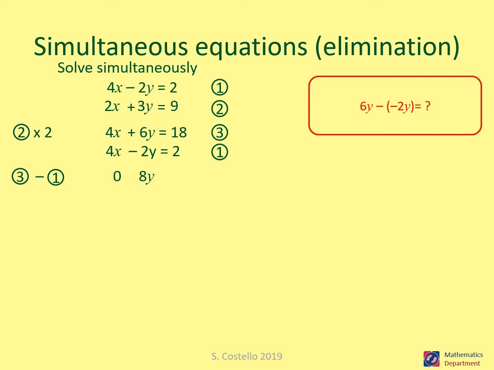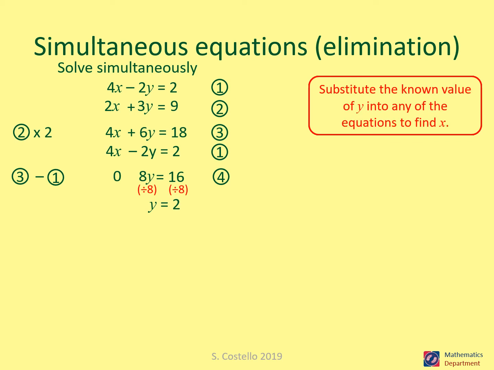8y. Again, don't forget to do the answer. 18 minus 2 gives us 16. This is a new equation, so we're going to number it again. So this is now equation 4. And now we solve this. Find the value of y. Divide both sides by 8, gives the value of y as y equals 2.